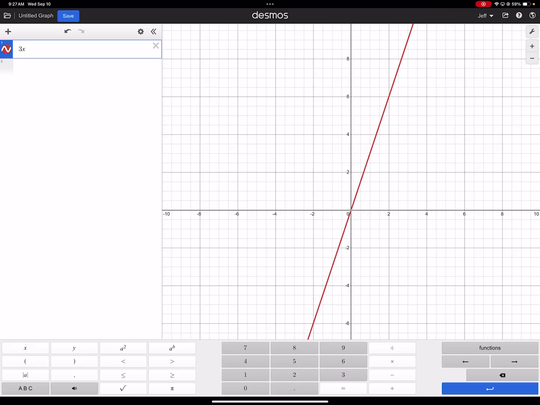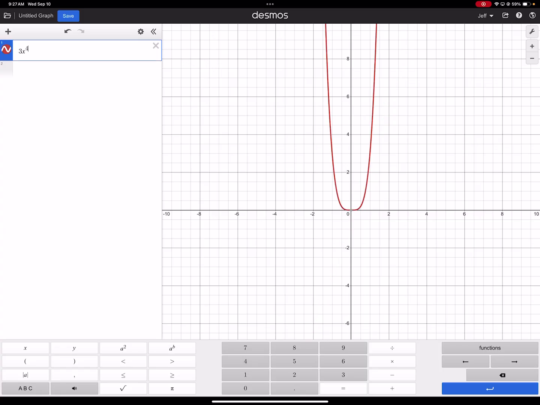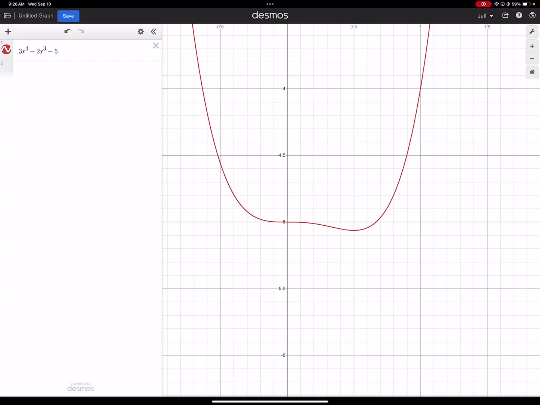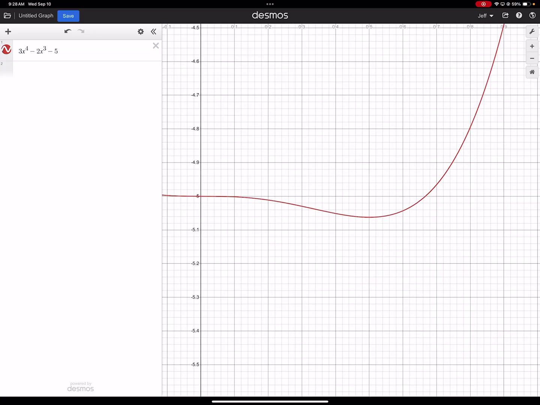3x to the fourth. That's not what I wanted to do. To the fourth. What is it? Minus 2x cubed? Yeah. Minus 5? Yeah. Does it look like that's the lowest point? So if I just click on the graph, there it is. How long did that take me? Like 5 seconds? Okay.